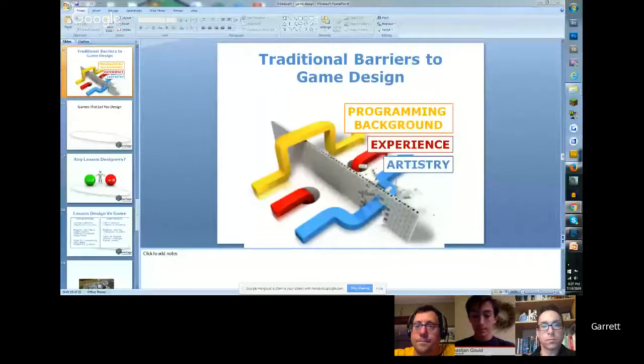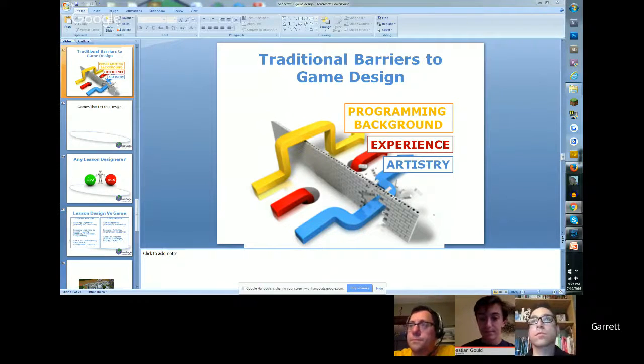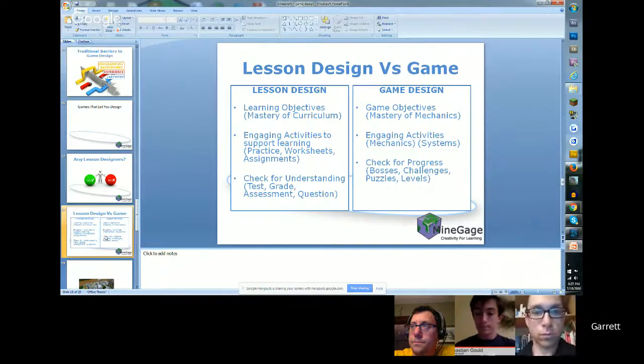So where Minecraft comes in, I'm just going to give a tiny little share of the screen here from a slide deck that I produced for a convention recently here in Ontario, and these are the traditional barriers to game design. You need to have a high level of programming background. You need to have a lot of experience. You need to be able to create 3D graphics, 3D models, 3D designs. That makes the learning curve for a teacher to get involved very difficult. But if you go to the basics of lesson design versus game design, you're looking at them as being exactly the same.